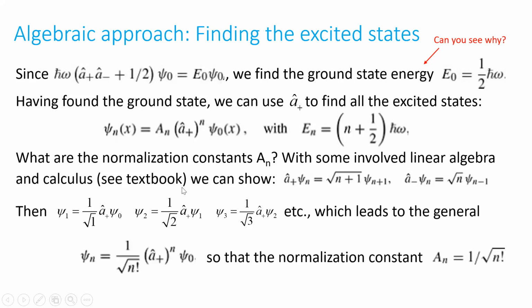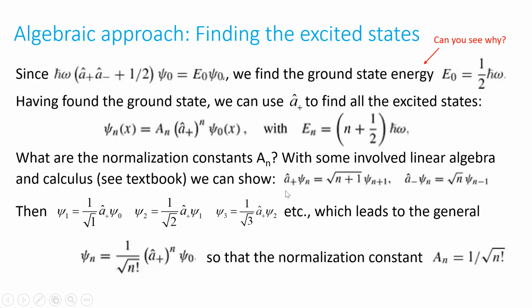So let's apply this formula where n equals 0. If n equals 0, we have a plus psi 0 equal to the square root of 0 plus 1, or square root of 1, times psi of 0 plus 1, or psi 1. So psi 1 would be 1 over the square root of 1 times a plus psi 0, which is what we have here.